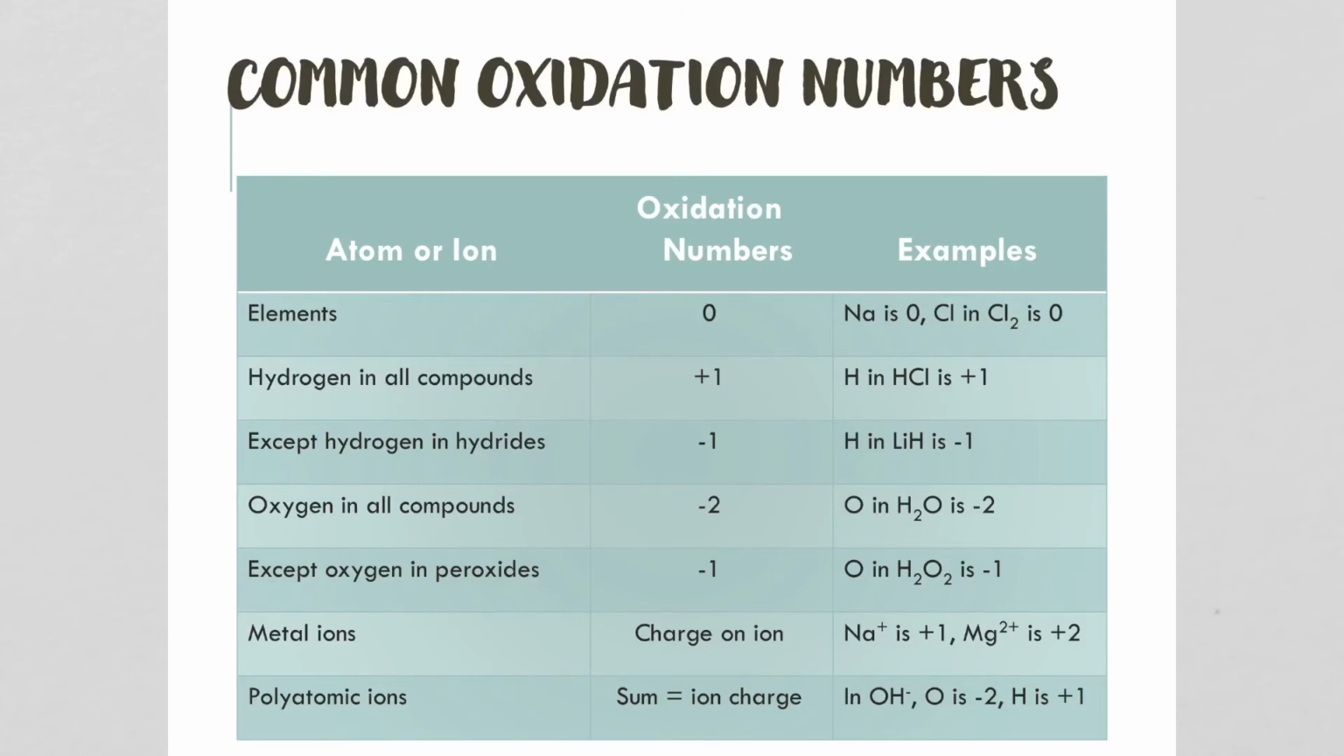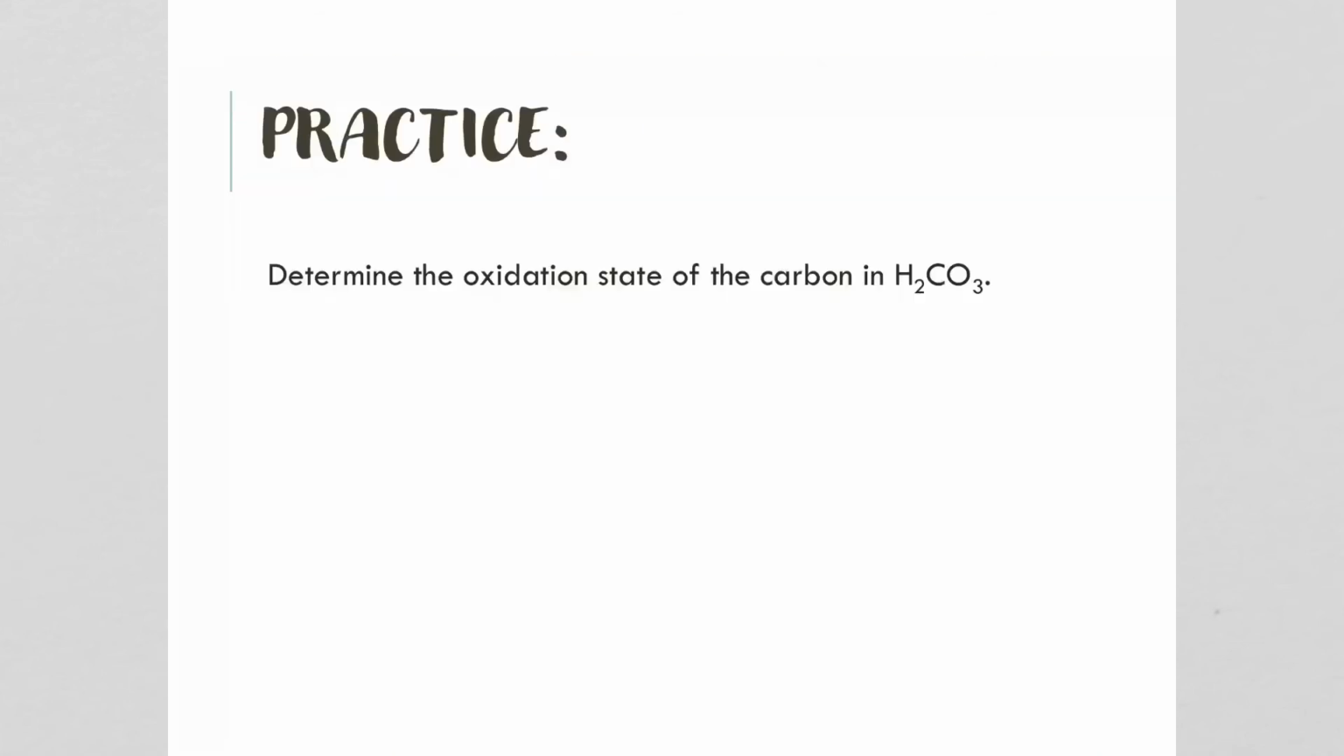Metal ions have whatever the charge is on the ion. So sodium would be +1, magnesium would be +2, and so on. For polyatomic ions, the sum of the oxidation numbers is equal to the ion charge. So in hydroxide, oxygen is -2, the hydrogen is +1, you add them together and you get a -1 charge. That's the ion charge. So that's how you do those ones.